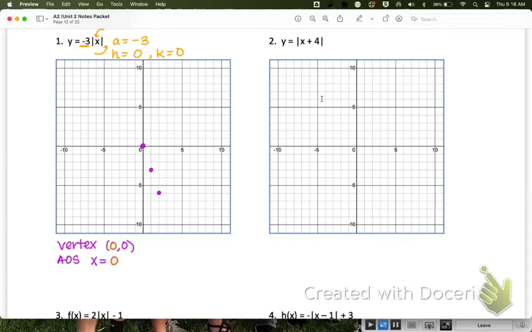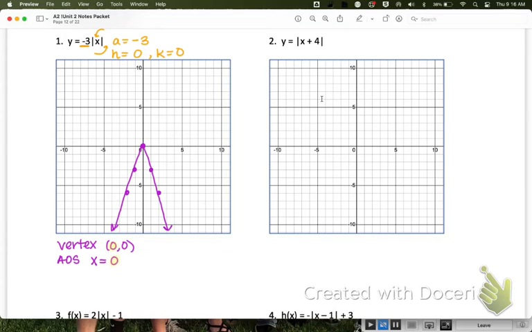So there's one side. And then I'm going to reset to my vertex, and I'm going to go backwards. Down 3, backwards 1. Down 3, backwards 1. And so there's the V shape of my graph, which is exactly what I thought it was going to look like, upside down and skinnier.